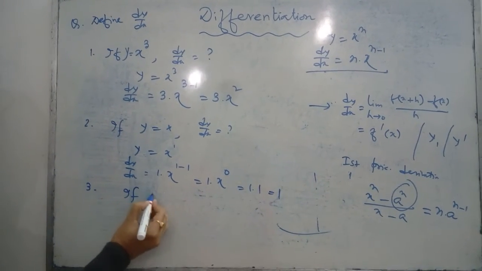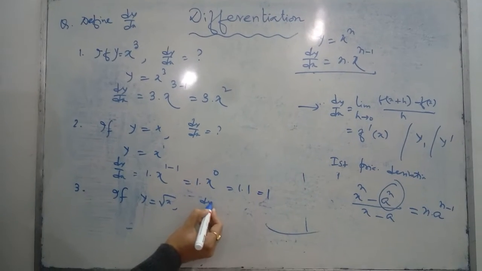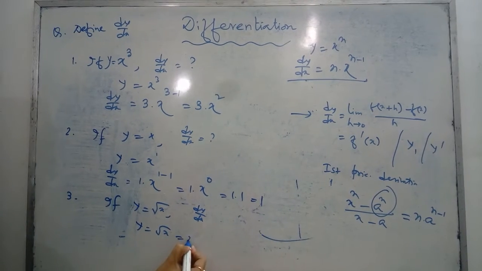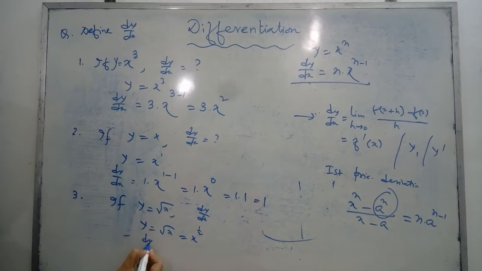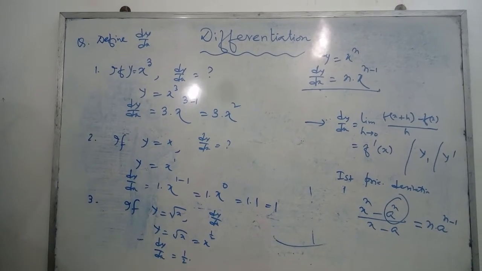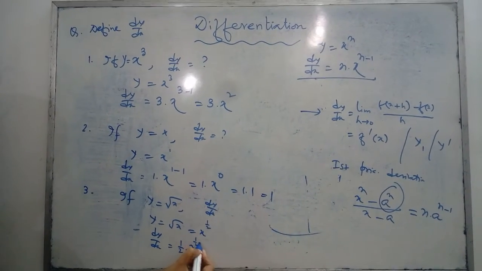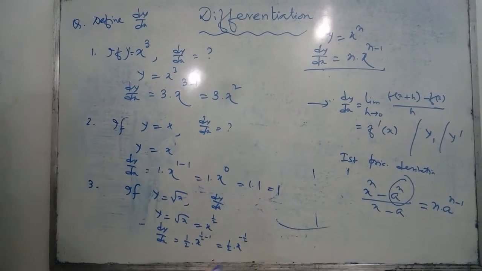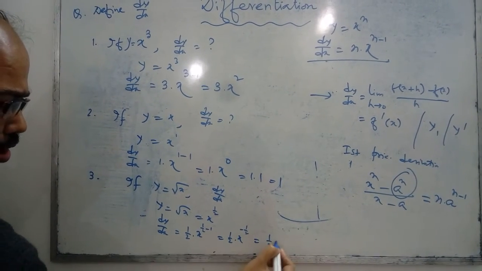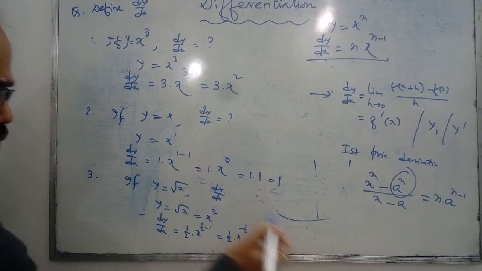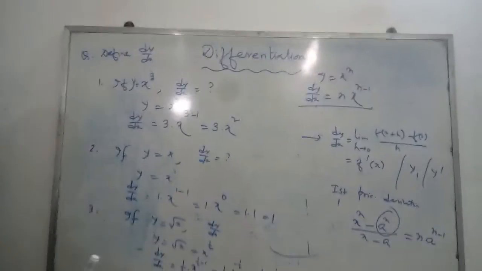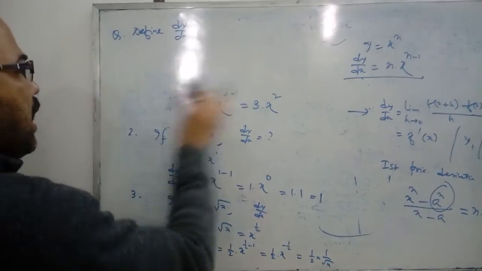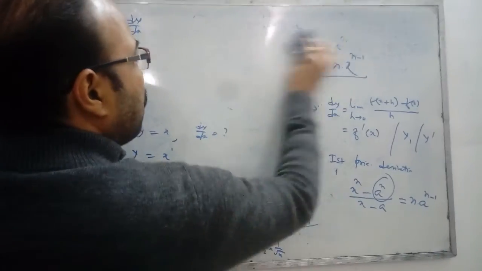Example 3. If y is equal to root x, find dy/dx. Since y is equal to root x, this is x to the power half. So dy/dx is: the power comes in the front, and then half minus 1. So half into x to the power minus half. This implies half into 1 by root x. So here we have got some results regarding the formula for dy/dx.